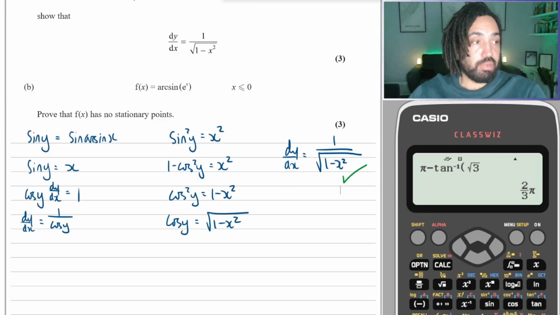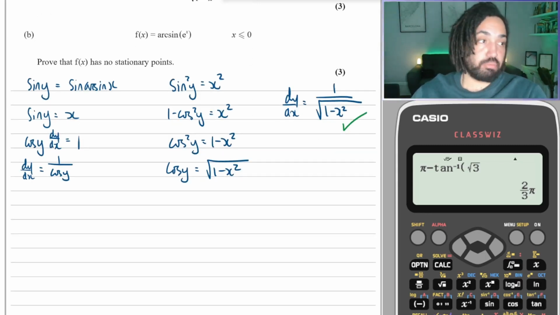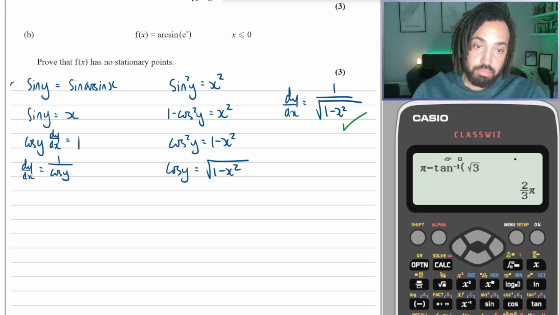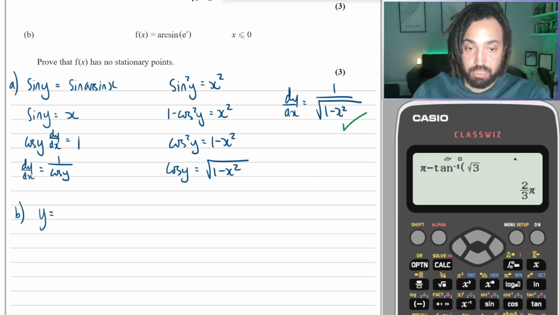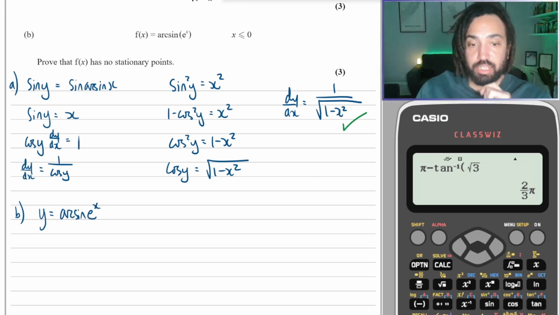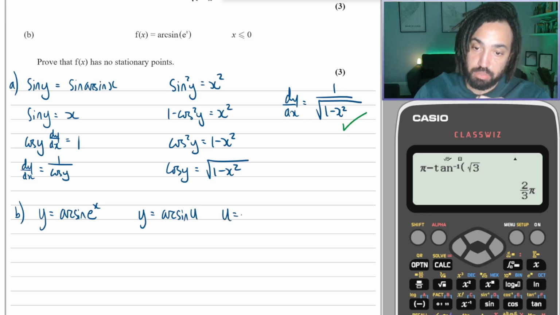Okay, now we need to prove that this function has no stationary points. Okay, no problem. So, as soon as you see the word stationary points, you know you've got to differentiate it. So let's just start by saying y is equal to arc sine of e to the x. And we're going to use the chain rule to differentiate this. So I'll say that y is equal to arc sine of u, where u is equal to e to the x.